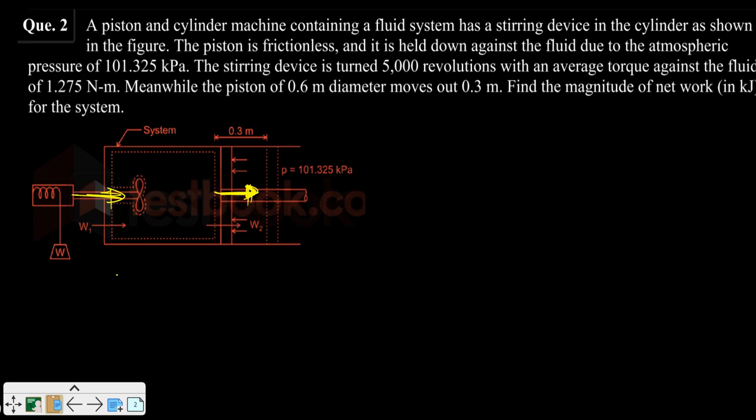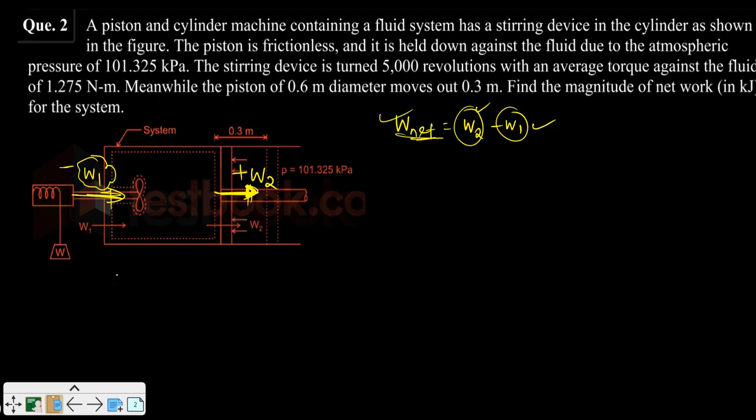So simply we can write down the net work. Before that, let me call this W1 and this W2. The work given to the system we consider negative, and the work we are getting from the system can be considered positive. So W net can be written as W2 minus W1. Individually we will find the values of W2 and W1, and then we can find the net work.